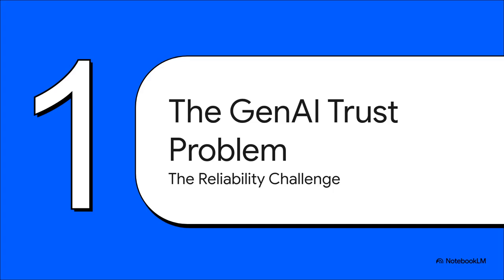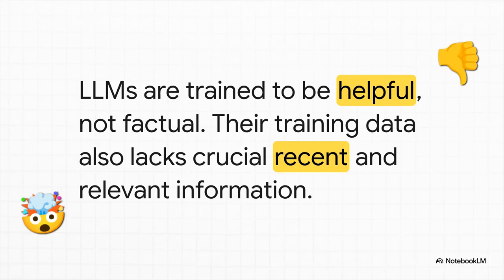This isn't just a quirky little glitch. For any business trying to actually use generative AI for serious work, this is a massive trust problem. You just can't make critical decisions based on a tool that might be inventing its facts. So what's going on here? Well, the industry has a name for it: hallucinations. And they happen for a pretty simple reason.